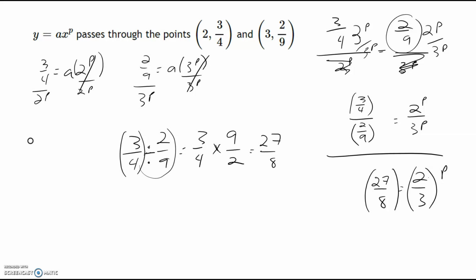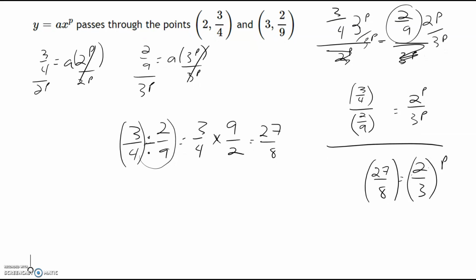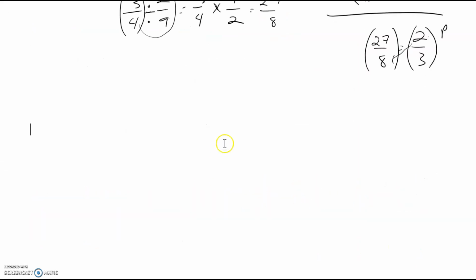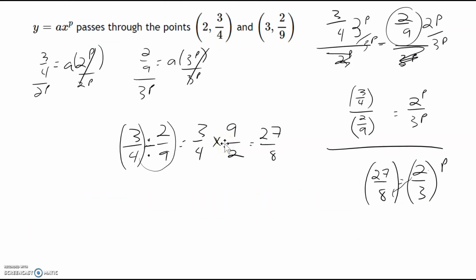2 to the second is 4. 2 to the third is 8. 2 to the fourth is 16. 2 to the fifth is 32. We skipped it. However, you might notice that 8 is a power of 2, and 3 to the third is 27. Or in other words, 27 is a power of 3. So I got them backwards.